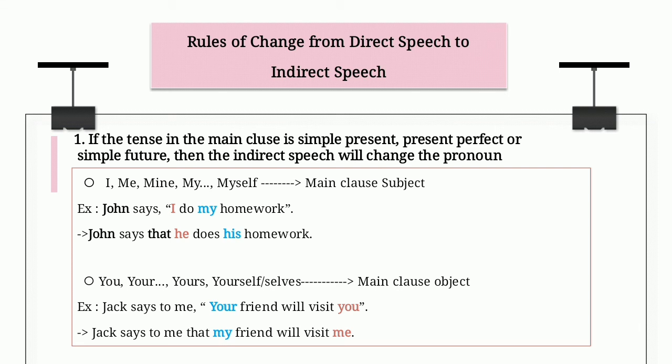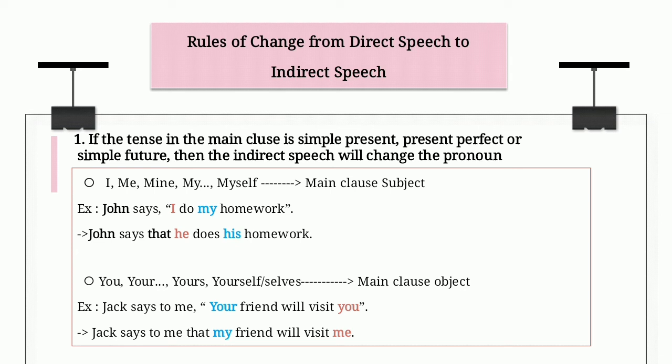For example, John says, "I do my homework." In indirect speech, it becomes John says that he does his homework. As we can see, in direct speech the pronoun I becomes he in indirect speech. And the pronoun my becomes his in indirect speech.